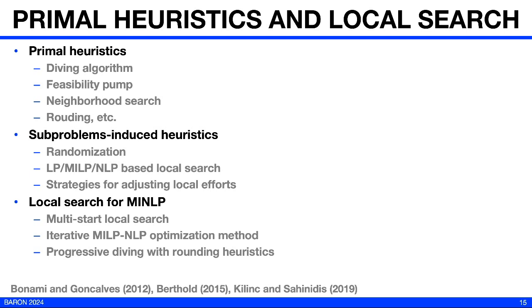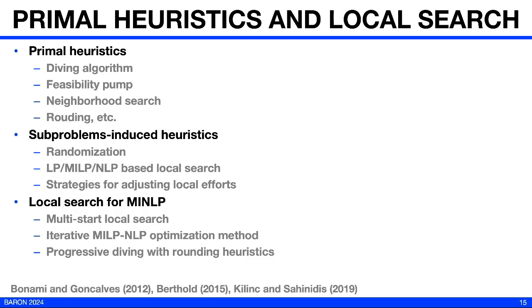And then the next core component is called primal heuristic and local search. For this part, we are introducing multiple different primal heuristics from the literature, for example, the feasibility pump and the neighborhood search. The special thing here is that we developed special local search strategies for MINLPs. For example, we are performing progressive diving with rounding heuristics. We are also solving subproblems when necessary.